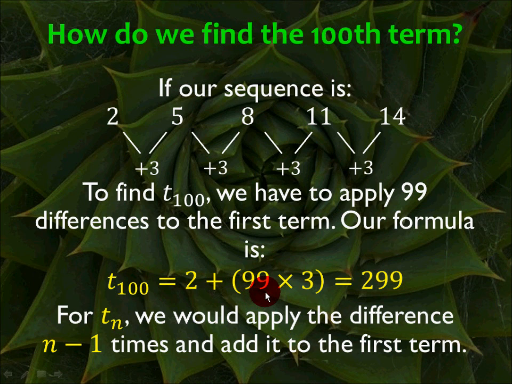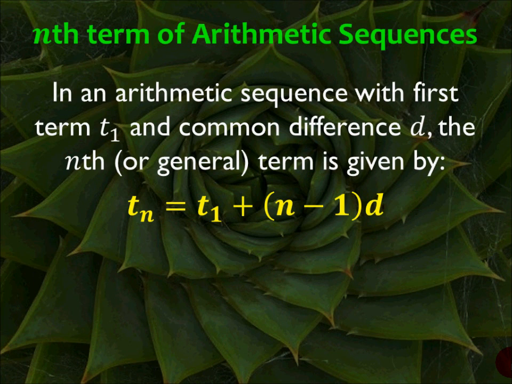We added 99 times the difference, which leads us to our general formula for an arithmetic sequence. For an arithmetic sequence with first term T1 and common difference d, the nth or general term is given by this formula: Tn equals T1 plus the quantity n minus 1 times d. This was derived the same way we figured out the 100th term. The nth term is equal to the first term plus the number of differences, the term number minus 1, times the difference. This is something you're going to want to memorize for these chapter 11 problems.